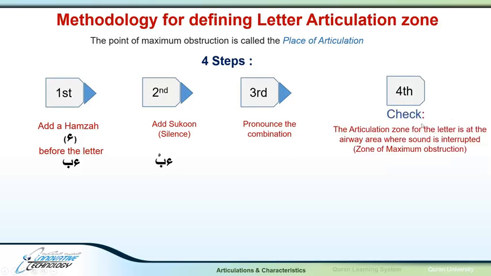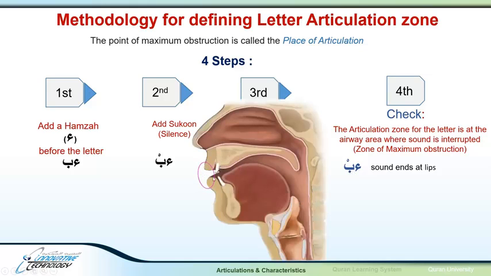Now we can determine the site of the articulation point by checking the area or the point of maximum interruption, the zone of maximum obstruction. For example, for the ab, we'll find that the voice or the sound has ended at the lips. Ib. These are the lips, and here's the ab ending at the lips site. That's why we call it a labial letter, because its articulation point is at the lips.